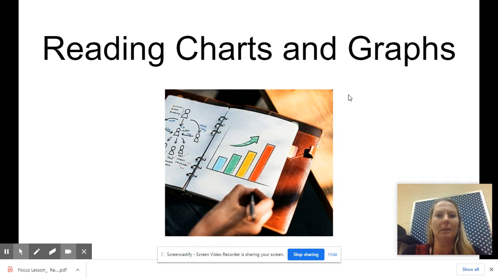Today, we're going to think about the importance of reading charts and graphs as you read nonfiction texts and research. Many times, there are charts and graphs embedded in your nonfiction books, whether it's a textbook, or a book you're reading about colonial America, or a book you're reading in science. You will see charts and graphs in all sorts of nonfiction resources.